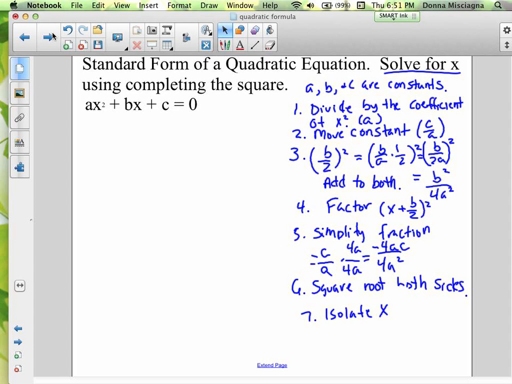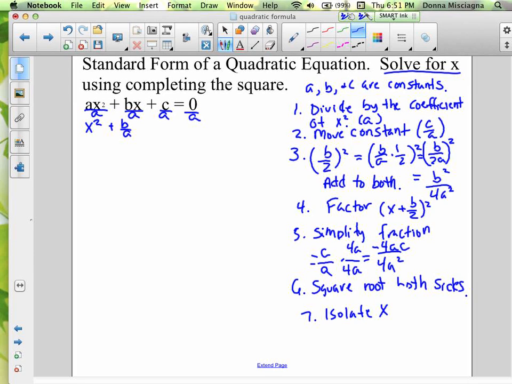All right, so using completing the square, our first step would be to divide by the coefficient of x squared, or a. So we're going to divide all terms by a. That gives us x squared, the a's will cancel, plus b over a x plus c over a equals 0.